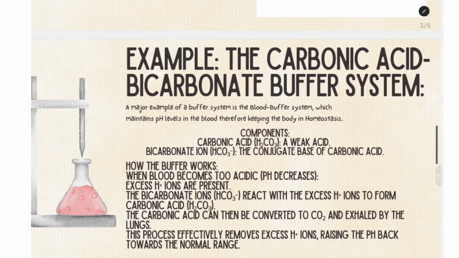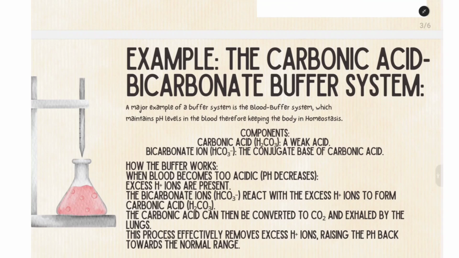How does it work? Basically, when the blood becomes too acidic, the pH decreases. Excess H+ ions are present. The bicarbonate ions, HCO3-, react with these hydrogen ions to form carbonic acid. Eventually, this carbonic acid can be converted into carbon dioxide and exhaled by the lungs, effectively removing excess hydrogen ions and raising the pH.